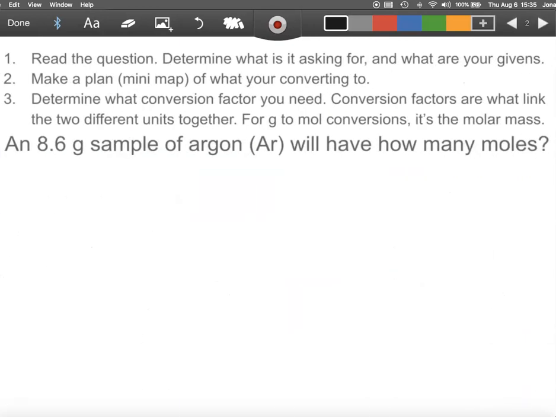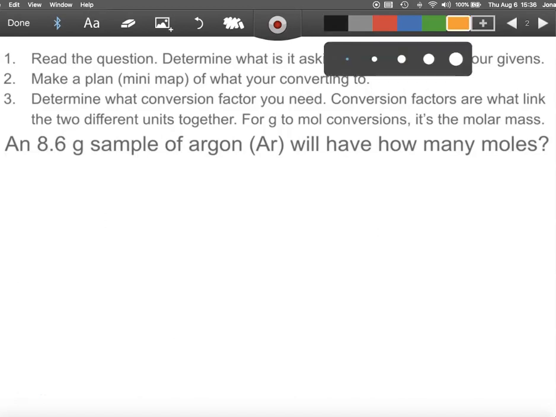Let's do another example in which we're going from grams to moles. The idea is still the same. We're still going to use the same strategy. Read the question, determine what it's asking for, what are your givens, make a little mini-map of what you're converting to, and then determine the conversion factor needed. For gram to mole conversions, it's the molar mass. All right, so let's read the question.